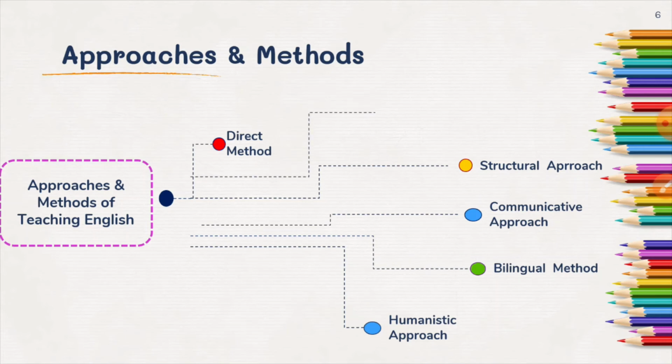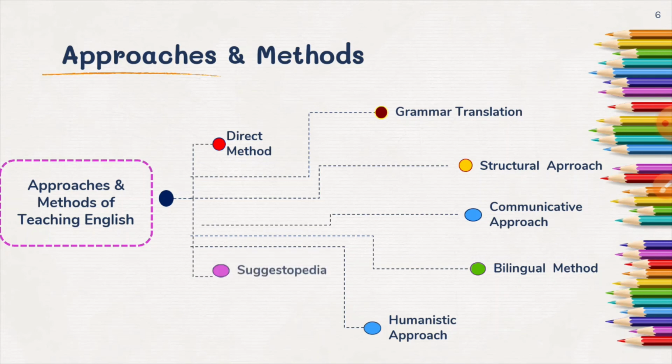Okay, the next method we have here is the grammar translation method. The grammar translation method is based on the idea of translating the material of one language, that is the target language, into the mother tongue, and taking the help of translation to make the learner understand the target language, right?